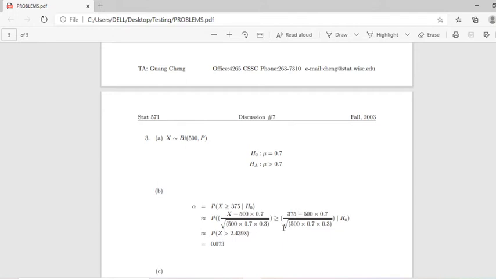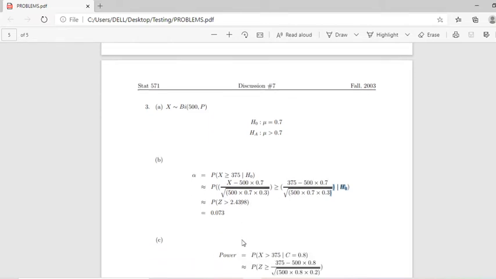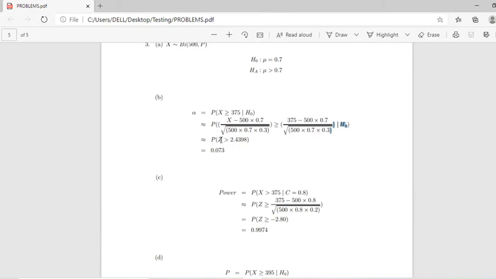That is greater than or equal to 375. We can do the same probability operation on both sides. So 375 minus np by root npq under the null hypothesis. So this is standard normal. The simplified value of this one is 2.4398. So from the standard normal table you can see that the probability of z greater than 2.4398 is 0.073.